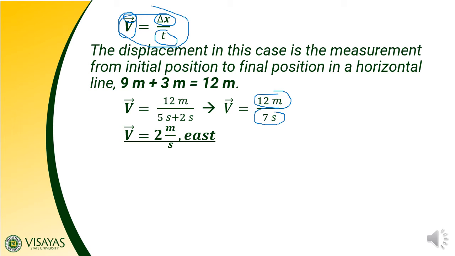So our velocity is 2 meters per second with the direction to the east. Why? Because our direction kanina is to the east. From the initial position to the final position, the direction is to the east. So our velocity is 2 meters per second to the east.